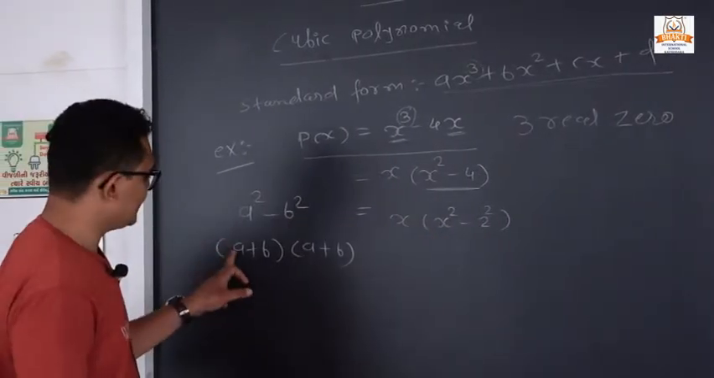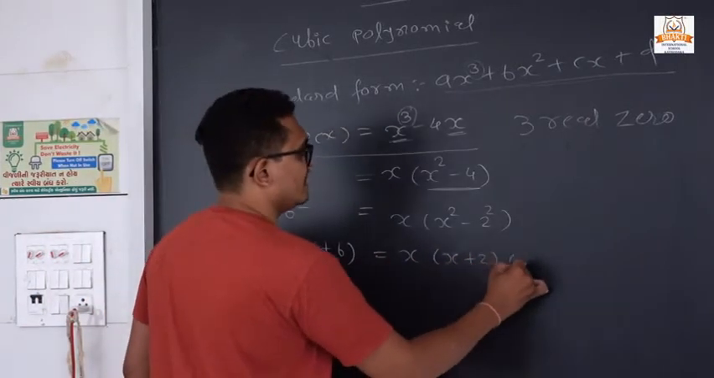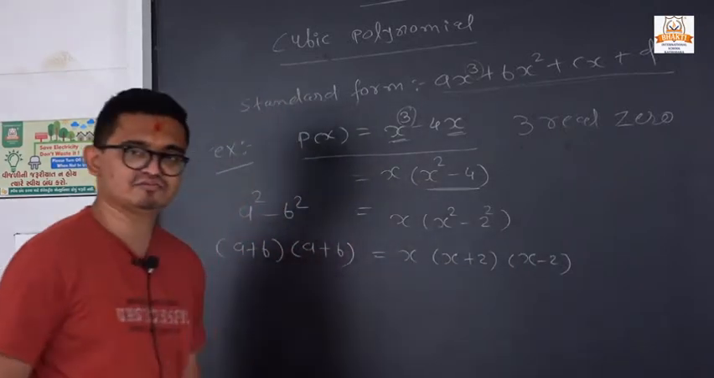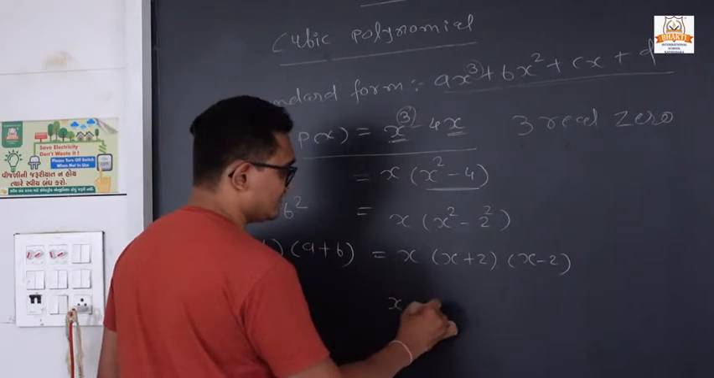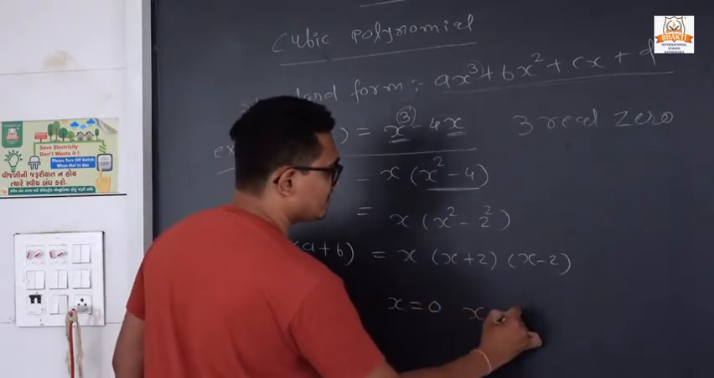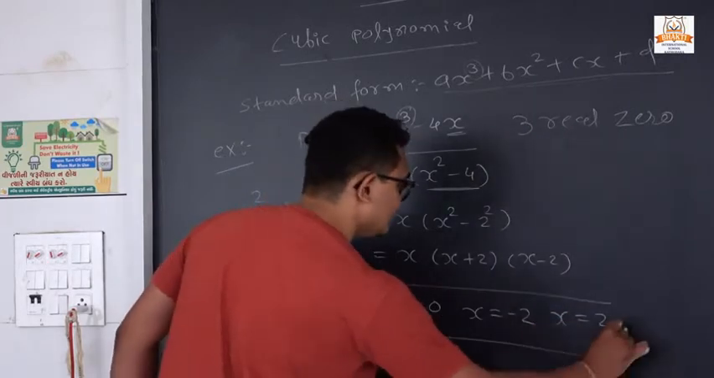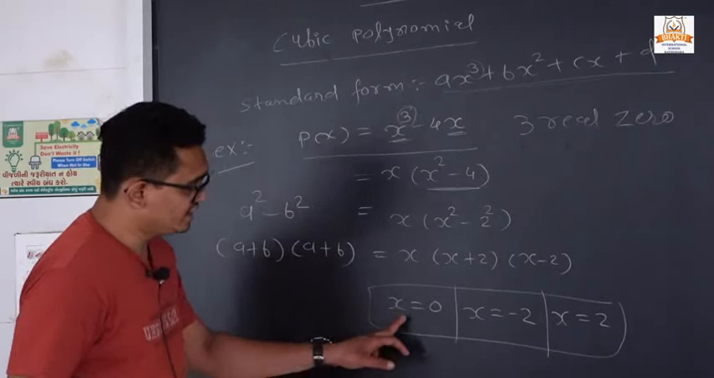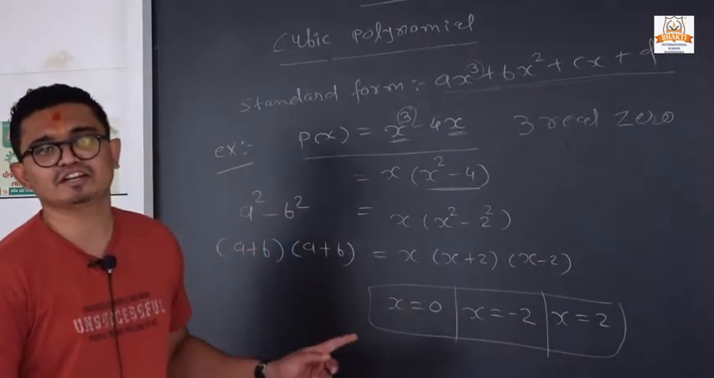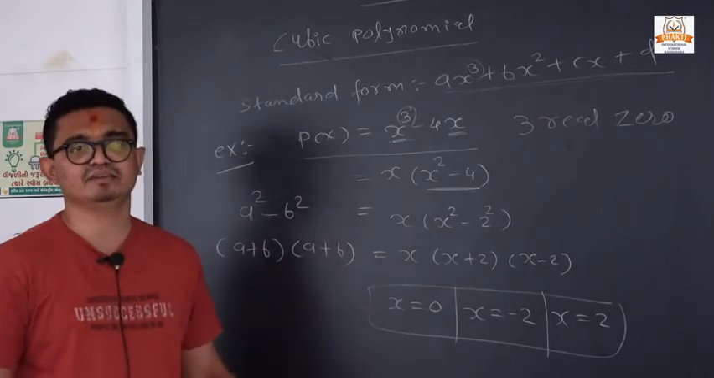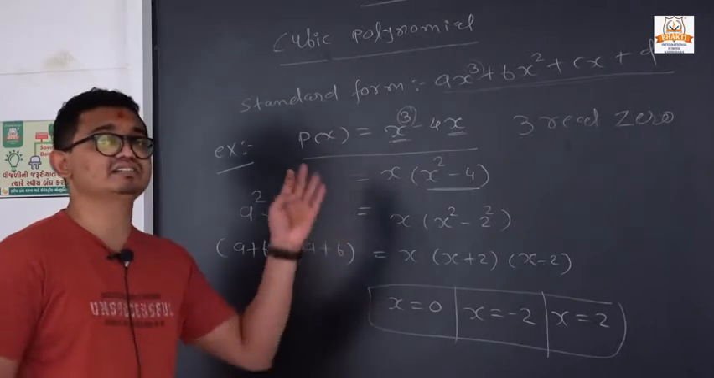So we can write it like that, (a plus b)(a minus b). So here we can write (x plus 2)(x minus 2). So it has three zeros: x is equal to 0, then x is equal to minus 2, and on the other side it becomes plus 2. See that it has three zeros: 1, 2 and 3. So it means a cubic polynomial has, at maximum, 3 zeros. Now we are discussing its graph.